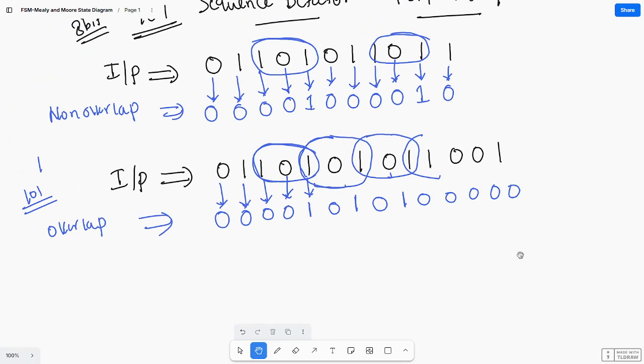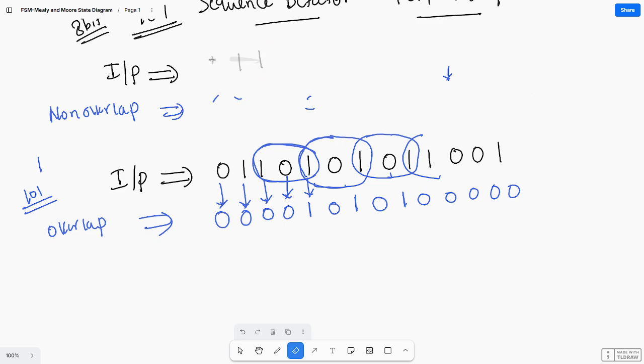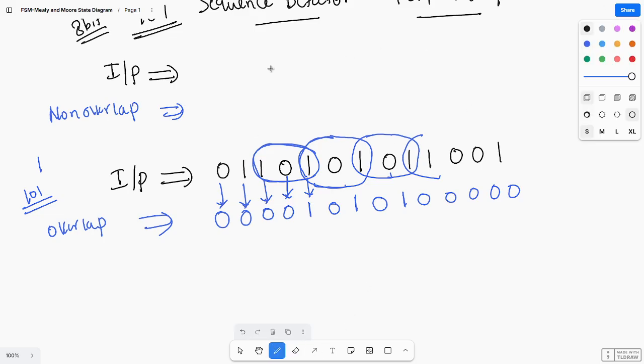Okay, so non-overlap I can draw for this one also, the same sequence, so that you can see the difference. Here the last bit cannot be the first bit of the next sequence. So I am taking the same sequence. What is that sequence? See here, 0 double 1 0 1 0 1 0 1 1 0 0 1.